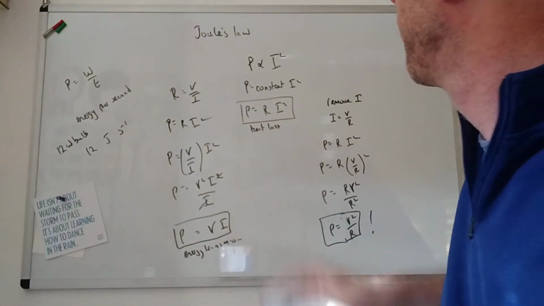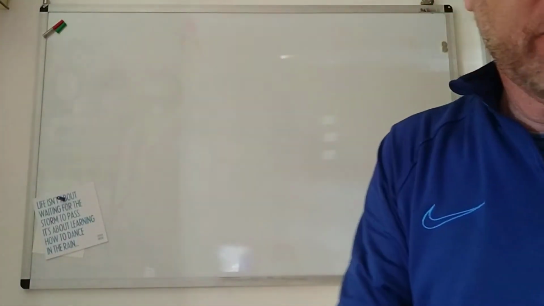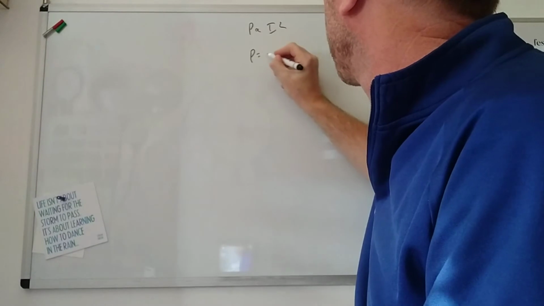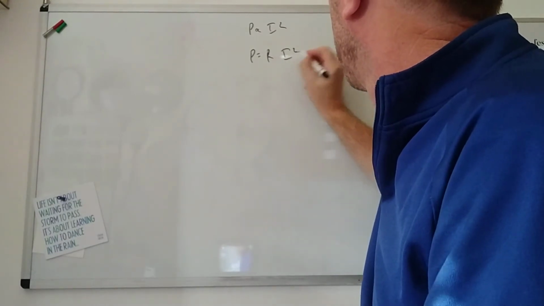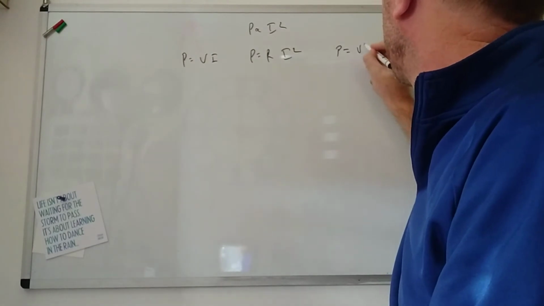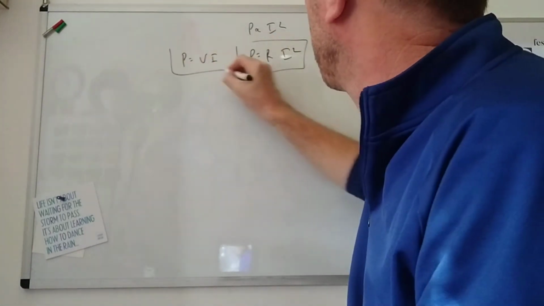Okay, so I don't have enough space. Okay, so we've just said effectively, and you'll find this in your notes as well, that P is proportional to I squared, P is equal to RI squared, P is equal to VI, and P is equal to V squared over R.